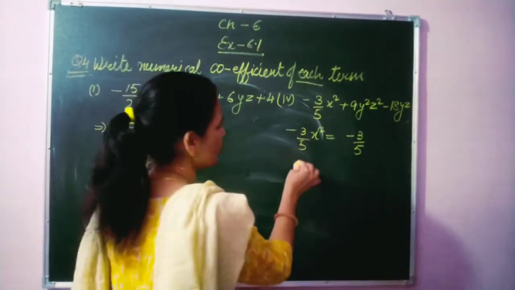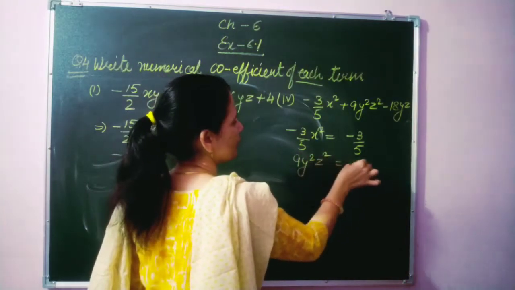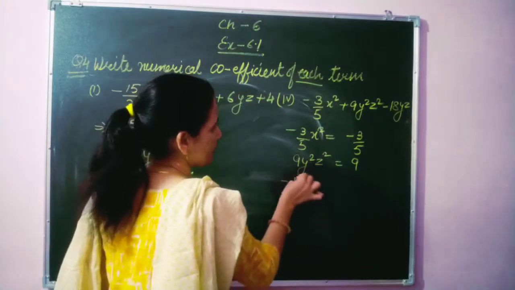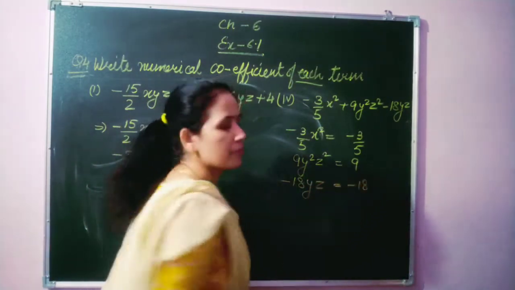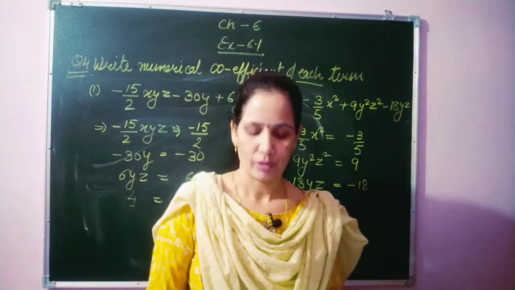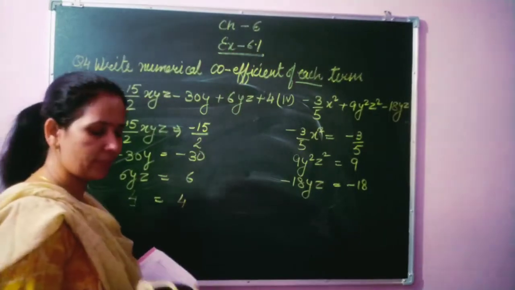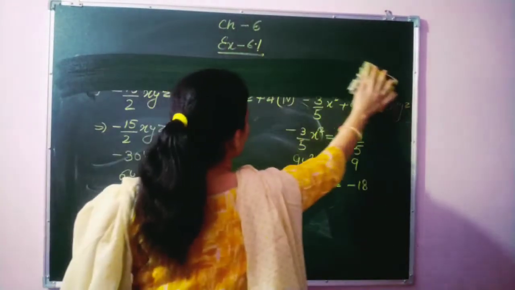Okay. Second one is 9 y square z square. So here the numerical coefficient is 9. Third one is minus 18 yz. So here the numerical coefficient is minus 18. Okay students, now we have written the numerical coefficients for the given question, that is our question number 4. Okay, let's move to the next question.